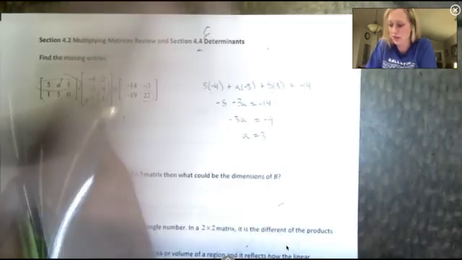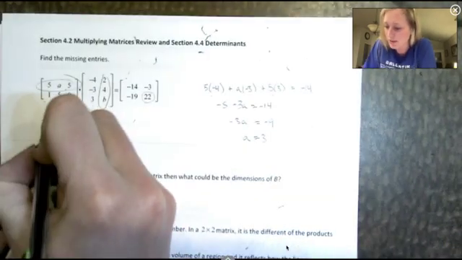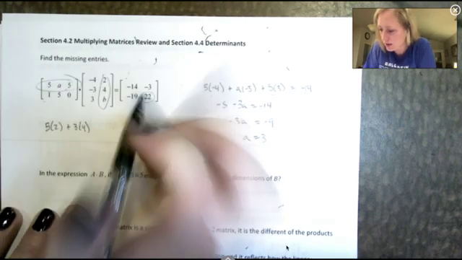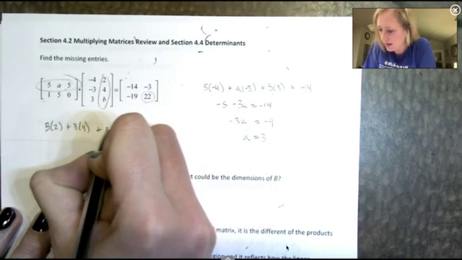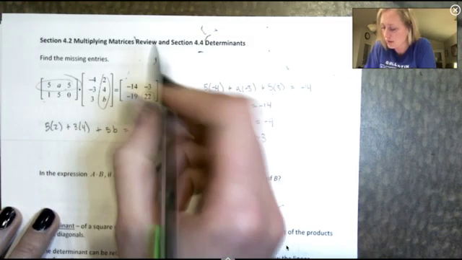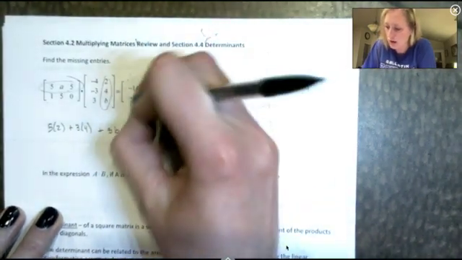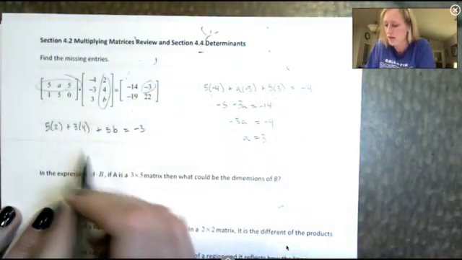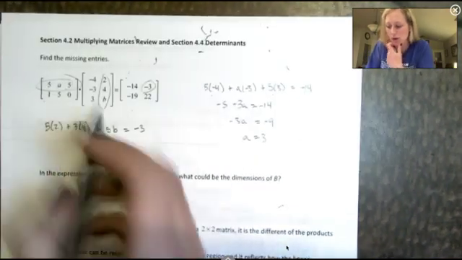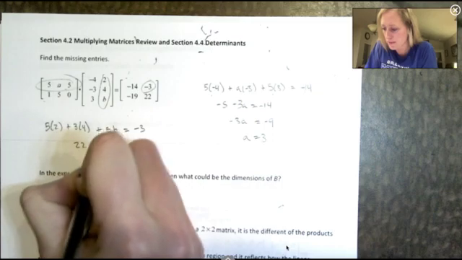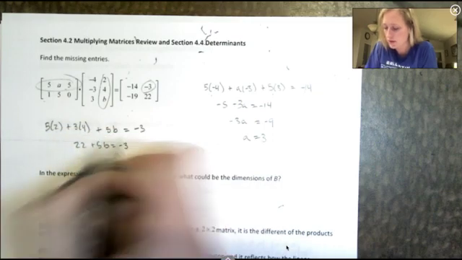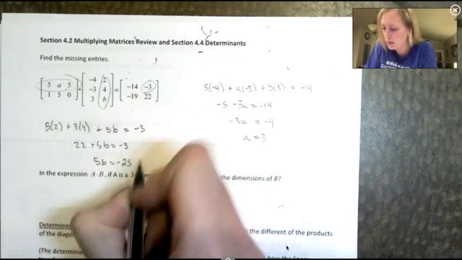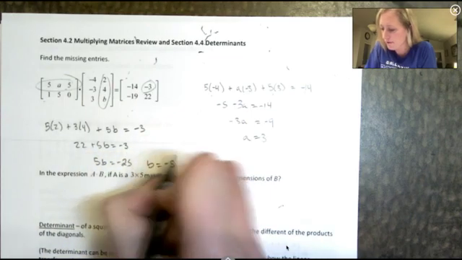So we now know A is 3. Okay, so I have 5 times 2 plus 3 times 4 plus 5 times B has to equal, now we're talking about row 1, column 2, which is going to be -3. Okay, so we get 10 plus 12 is 22. Subtract 22. So B then must be -5.